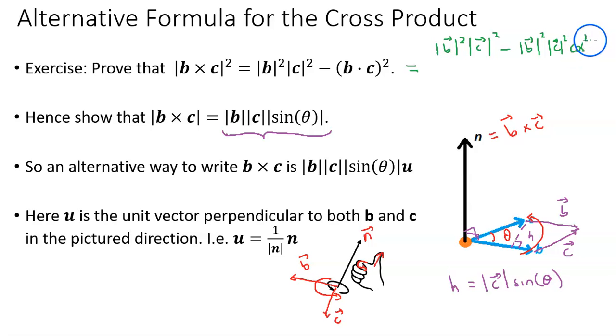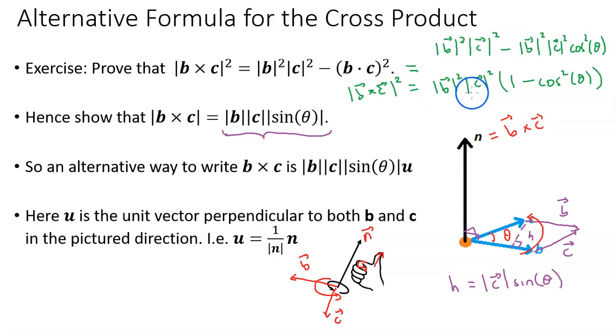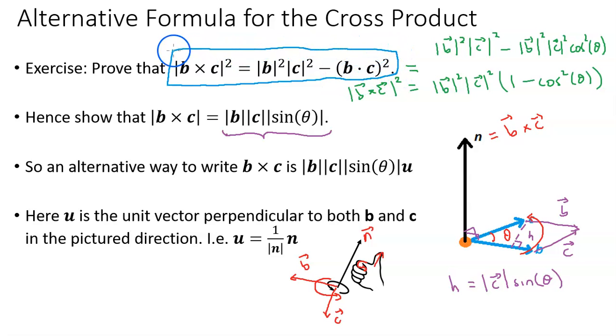So this is going to be the length of b squared times the length of c squared times cosine squared of theta. And then we can factor out the length of b squared, the length of c squared. So this is equal to the length of b squared times the length of c squared times 1 minus cosine squared of theta, which is clearly sine squared of theta. And then if you take the square root of both sides of this, remember this is equal to b cross c modulus, or length, squared. And so if you take square roots of both sides of that equation, you end up with this. So all that's left to do is prove this part in the blue box. So let's go ahead and do that.